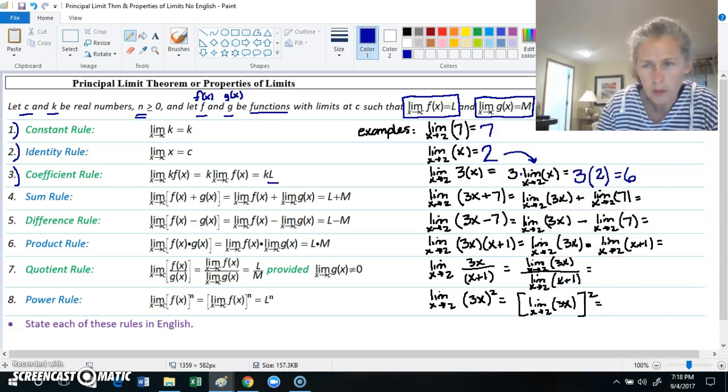Remember in the previous slide, I said the limit is most often the y value. What would be the y value on the function 3x as x approaches 2? Well, it would be 6.